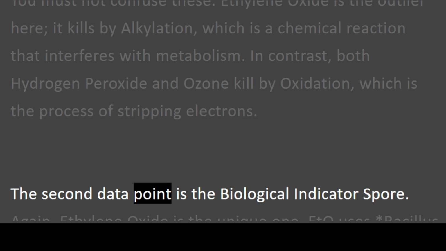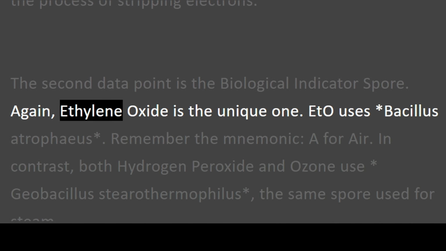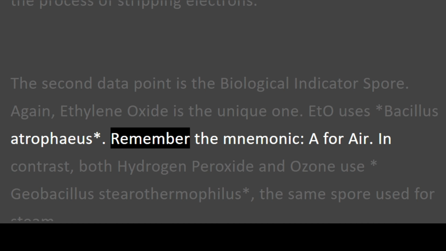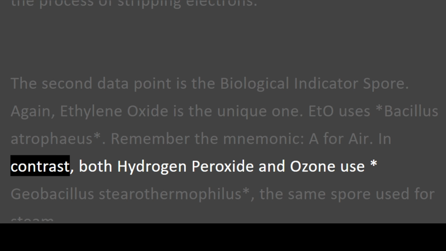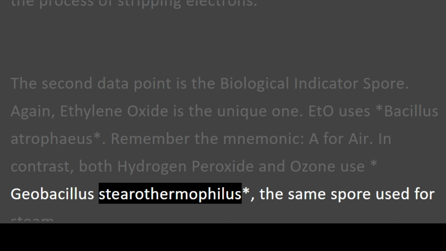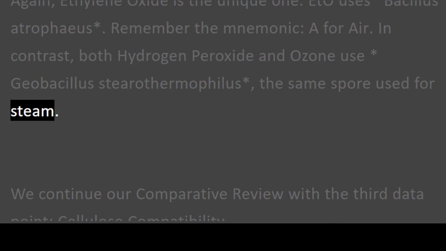The second data point is the biological indicator spore. Again, ethylene oxide is the unique one. ETO uses Bacillus atrophaeus. Remember the mnemonic, A for air. In contrast, both hydrogen peroxide and ozone use Geobacillus stearothermophilus, the same spore used for steam.